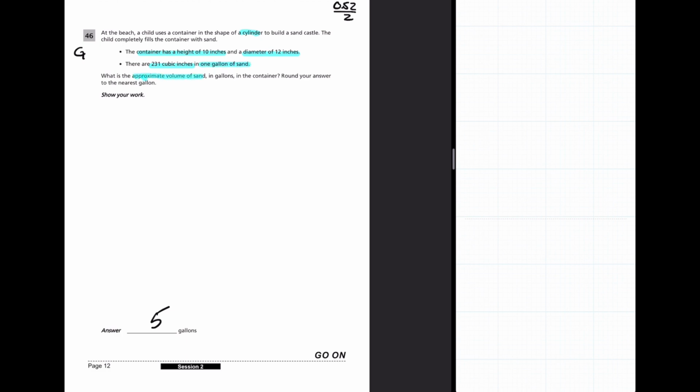What is the approximate volume of sand in gallons of the container? Okay, so even if I didn't know my reference table, I know that when I'm finding volume, I use the area of the base times the height. So volume, my base is a circle, so its area formula is pi r squared times height. I know the height is 10 and my diameter is 12.